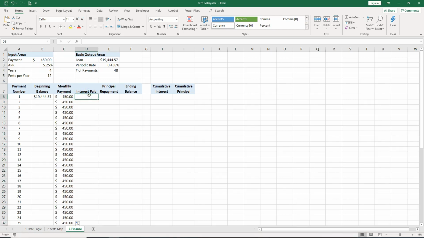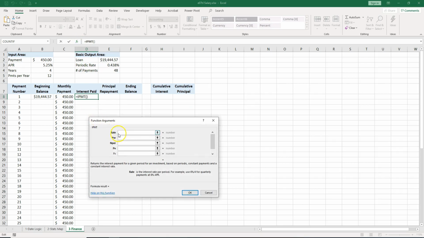Let's see the interest paid. The name of the function should start with I for interest. Payment, IPMT, returns the interest payment for a given period for an investment. Let's double click it. Let's get more help. What is the rate? Is the interest rate per period. We have it calculated in E3. We fill the formula down, so let's not forget to lock it. I'm going to push F4 to add the dollar signs.